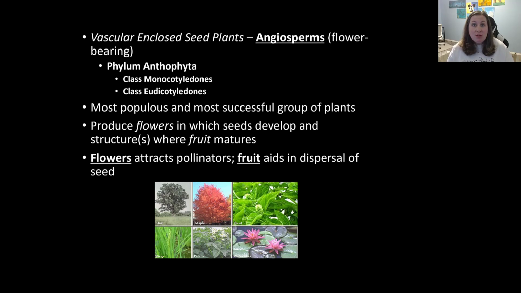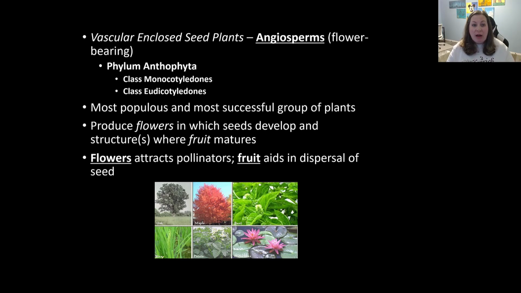The phylum that is really the focus here is the Anthophyta. Here, there are 2 classes. There's the monocotyledons and the eudicotyledons. These are 2 separate ways of how they start to grow out of their seeds, which I'll talk more about in just a minute. These are the most populous and most successful group of plants in the world. Okay, they are located everywhere.